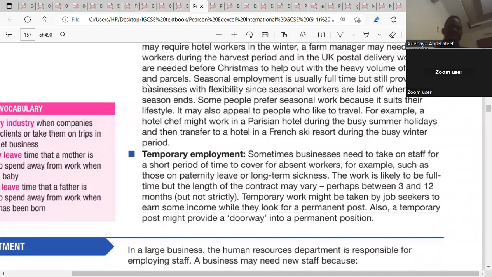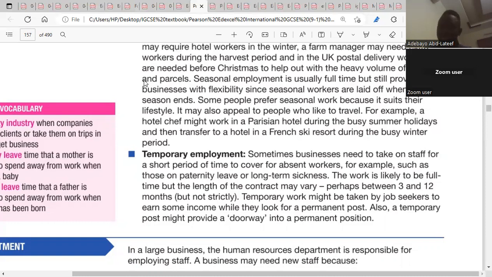Then we have temporary. For temporary employment, it means you are there to represent someone who is absent. That is temporary employment. Like a replacement teacher. You are just there to replace someone for a specific period of time, or you are being employed to do a specific job, then you are gone as soon as that job is completed.